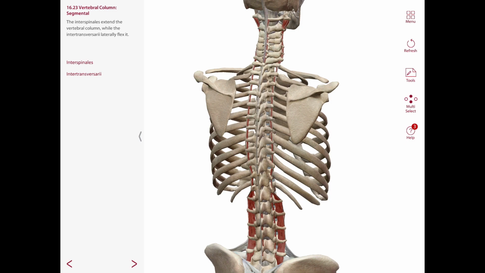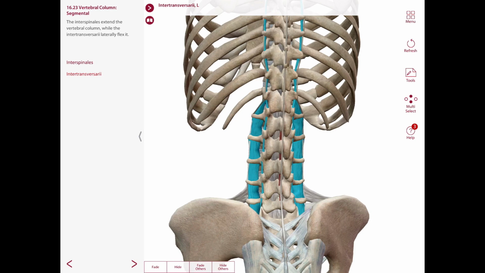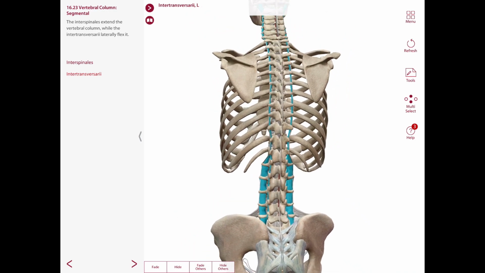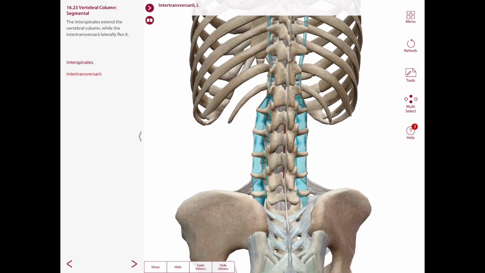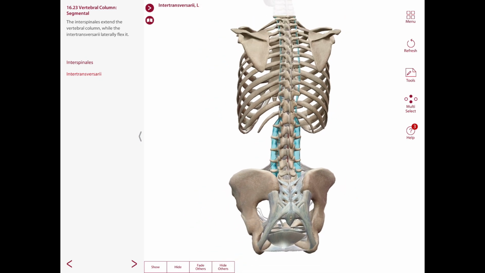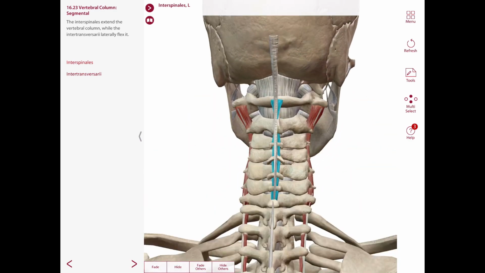So here we're going to get started with the intertransversarii muscles. These are muscles extending between the adjacent transverse processes of these vertebrae. And as you can see, they are developed mostly in the cervical and lumbar regions. So here we show them on the cervical region and on the lumbar region. And the action of these muscles is lateral flexion of the spine and the stabilization of the adjacent vertebrae.